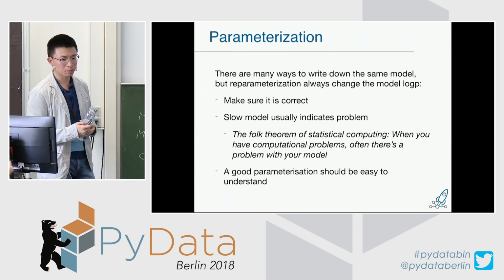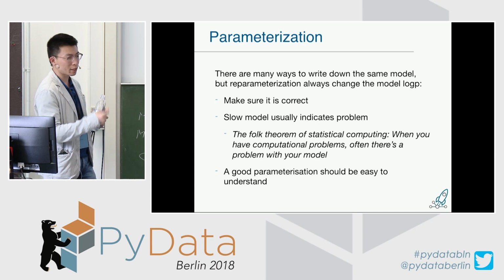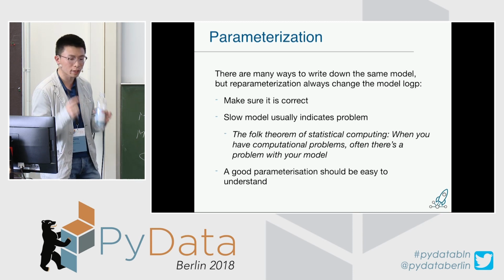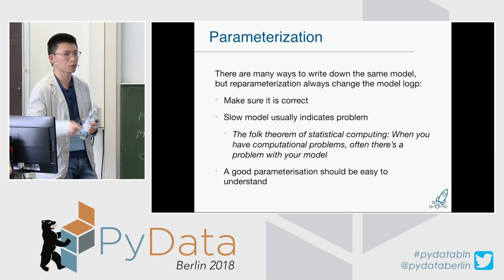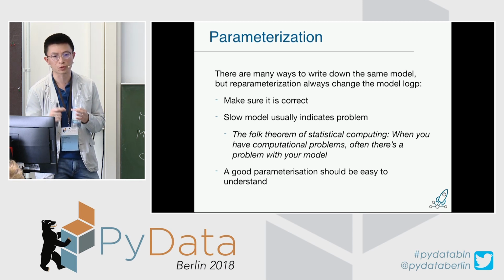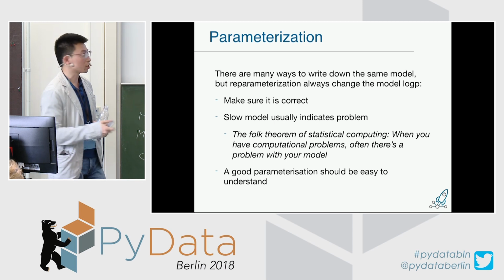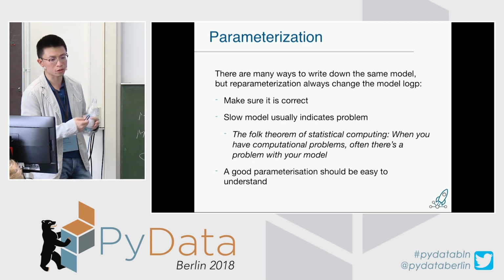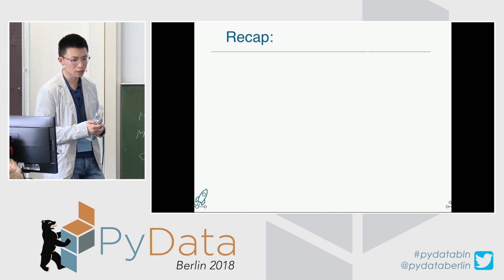So as a recap, there are many ways to write down your model, and reparameterization more or less always changes the model likelihood. So if you evaluate the model likelihood with one parameterization and then the other, you should expect the likelihood output to change, because otherwise there's no point in writing down your model differently. And so here are a few pointers. For example, make sure it's correct. Good parameterization should be easy to understand.